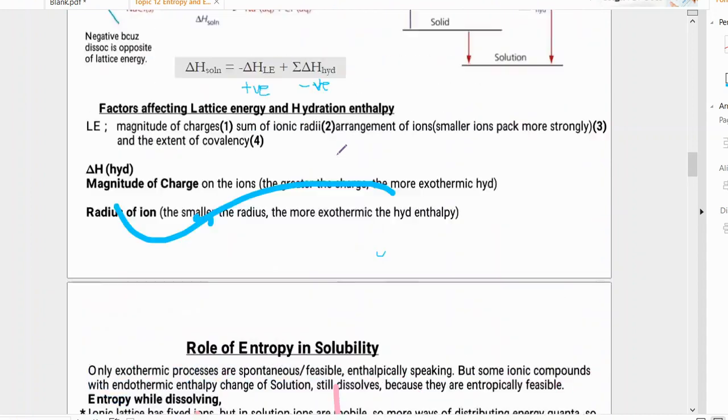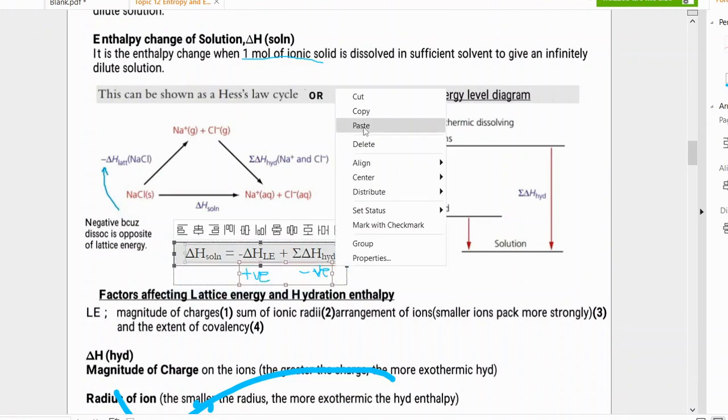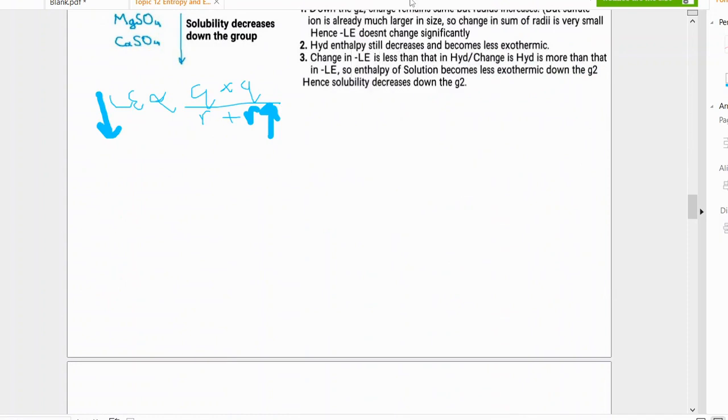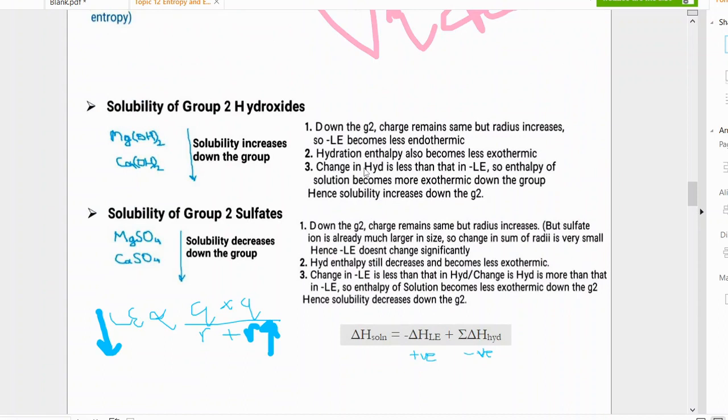But another thing I must bring in is this: the change in hydration enthalpy is less than that in lattice dissociation enthalpy. So the enthalpy change of solution becomes more exothermic down the group, so solubility increases down the group. Let me make sense of it.